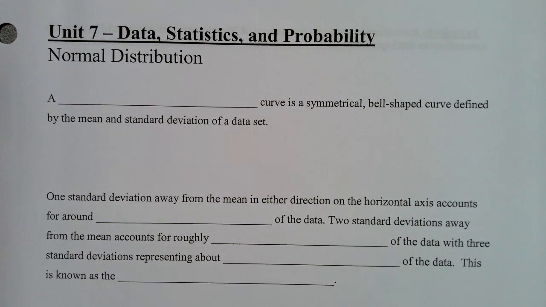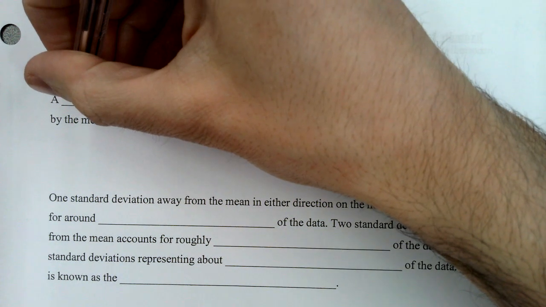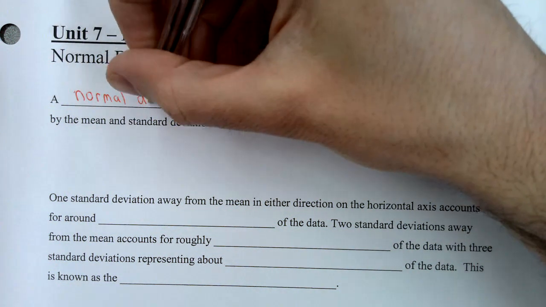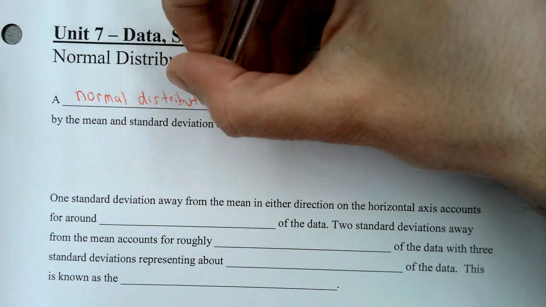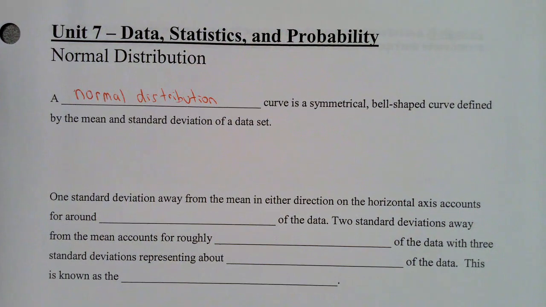All right, the next lesson in geometry is called normal distribution. So his first definition here is normal distribution, of course. A normal distribution curve is a symmetrical bell-shaped curve defined by the mean and the standard deviation of a data set.